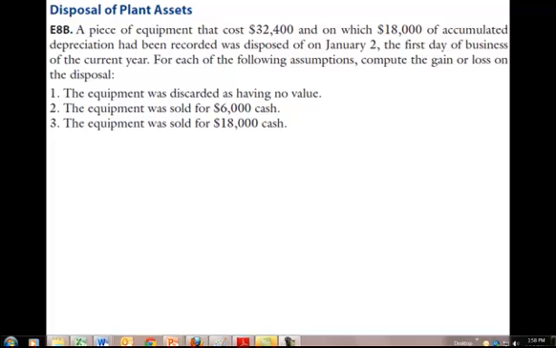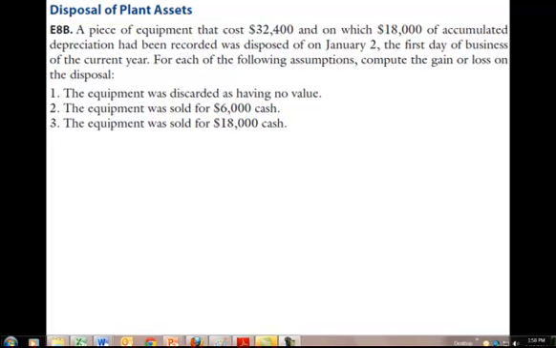Chapter 10, E8B, we are looking at the disposal of plant assets. We have a piece of equipment that costs $32,400 on which $18,000 of accumulated depreciation had been recorded, was disposed of on January 2nd, which is the first day of business for the current year. For each of the following assumptions, we need to compute the gain or loss on the disposal.